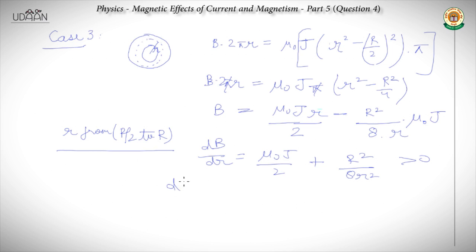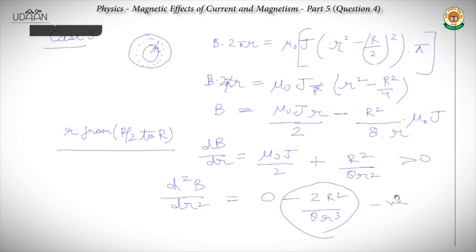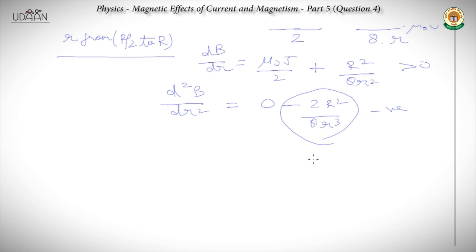And now we see d2B by dr2 comes to be minus, say, 2 r square by 8 r cube. So this comes out to be negative. Now this is important because the slope is decreasing. Slope is always positive, but that positive value is decreasing. Hence it would be something like this.